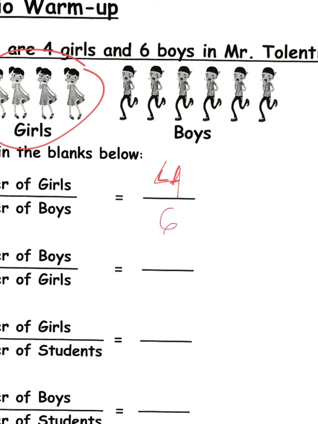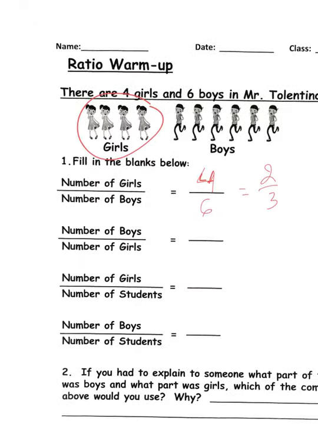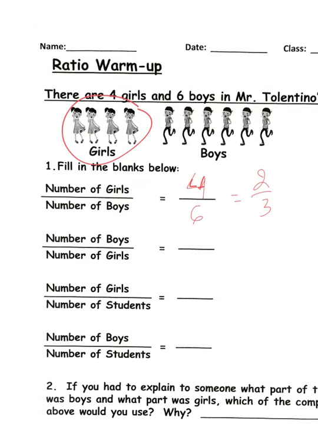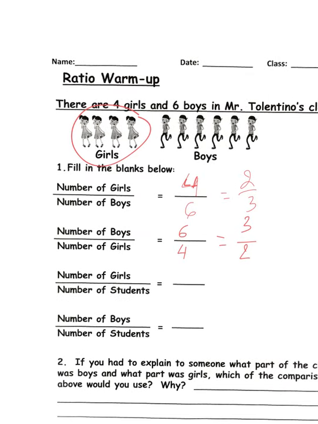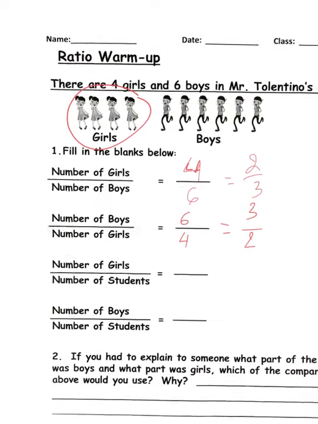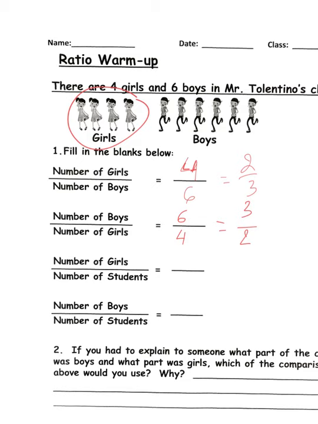So we can simplify this to 2/3. Number of boys to number of girls. So we have 6 boys over 4 girls, and then we can simplify this to 3/2. Because this is talking about the ratio, the number of girls to the number of boys, we're not going to make these into a mixed number.